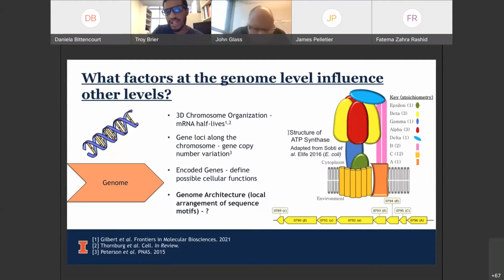What I'm showing here is the ATP synthase structure. What I would like to point out is that the structure has multiple subunits involved in it, and all of them in a different stoichiometry.